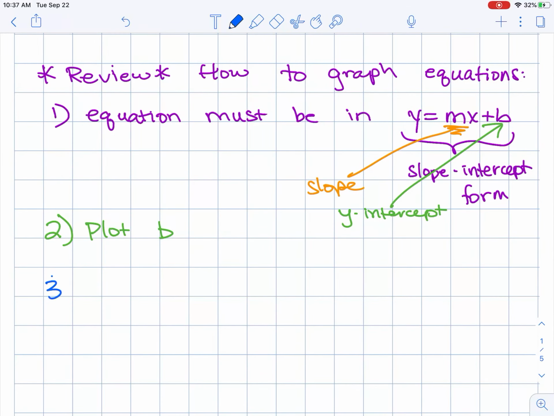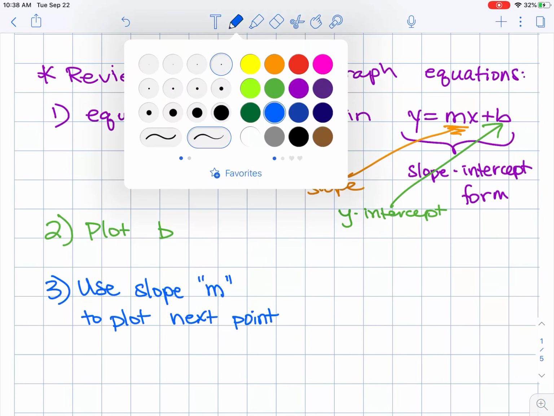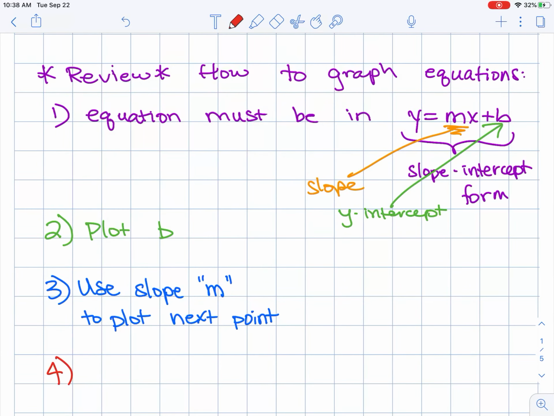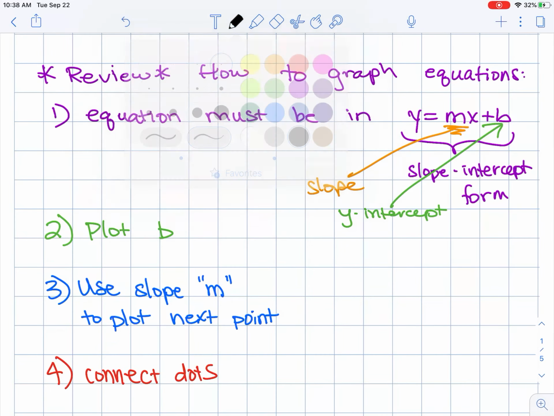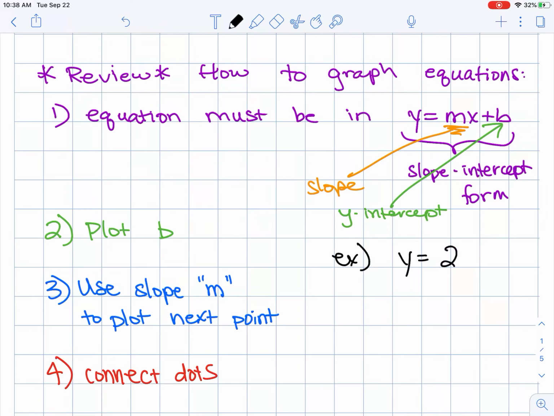And then the third thing is you're going to use the slope to find the direction of the next point. So we're going to use the slope to plot the next point. And then step 4, we connect the dots. Just like back in elementary school or kindergarten, right? So let's say, for example, we had y equals 2x plus 1.